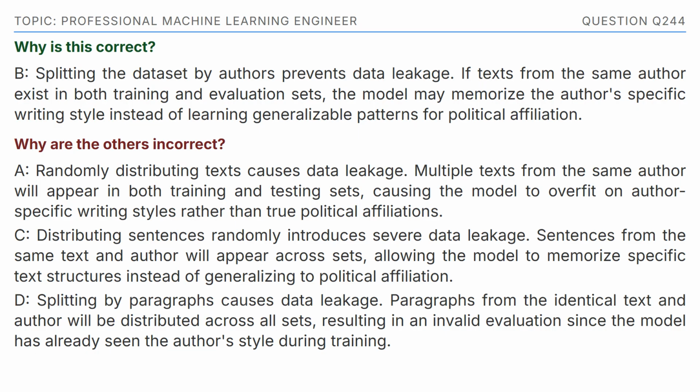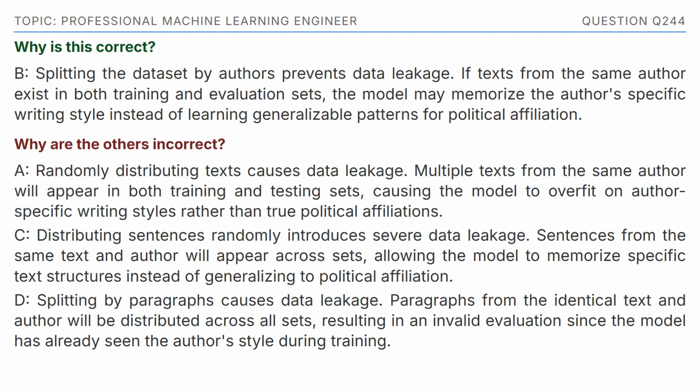If texts from the same author exist in both training and evaluation sets, the model may memorize the author's specific writing style instead of learning generalizable patterns for political affiliation. Why are the others incorrect? A. Randomly distributing texts causes data leakage. Multiple texts from the same author will appear in both training and testing sets, causing the model to overfit on author-specific writing styles rather than true political affiliations.